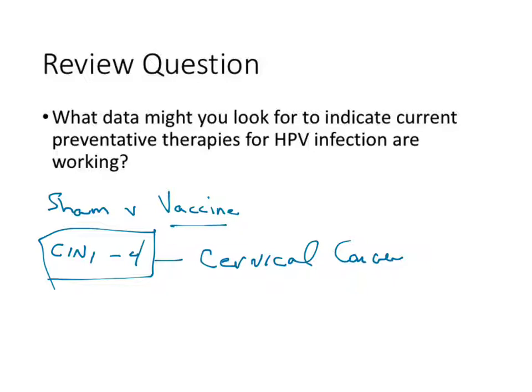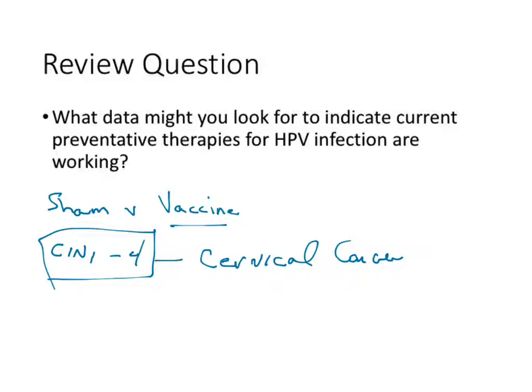Okay. What else could we look for? If we wanted to type a cervical cancer by what form of HPV is causing it, what might we do? I don't know how you do this, but look at the replication, like how much replication there is. Okay, we could do that.